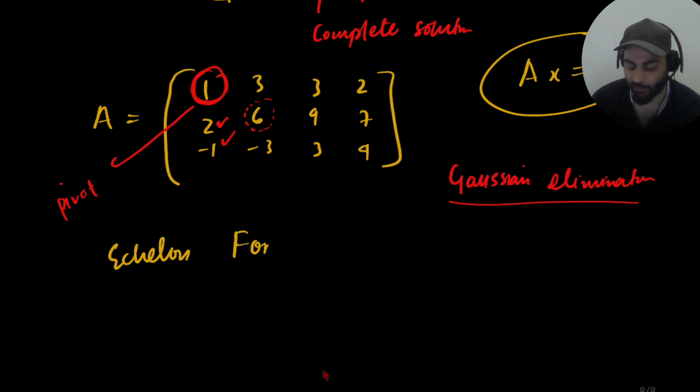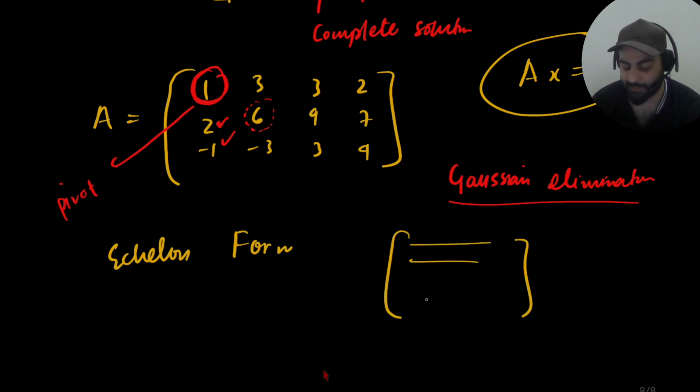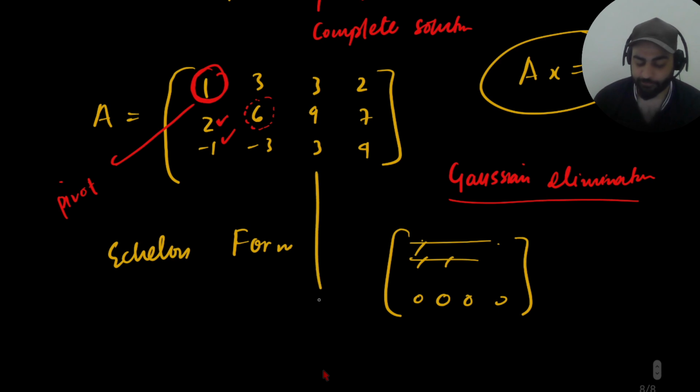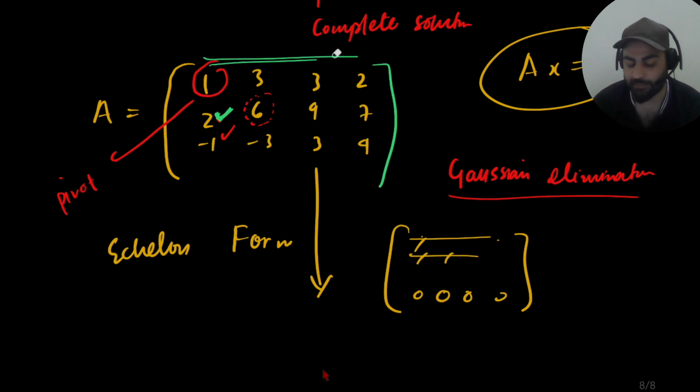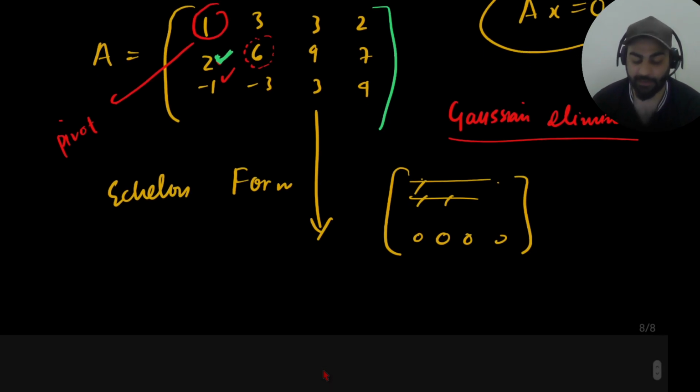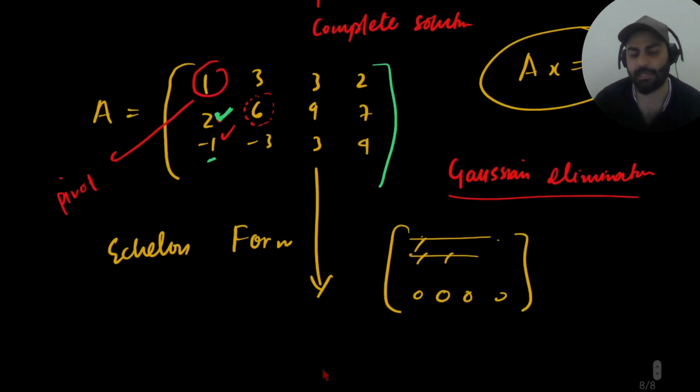I'll tell you what echelon form means. Echelon form basically means there are some numbers like this and then the lower rows become 0, and we have entries on this. So how to do this? In order to make these entries 0, I'll take 2 times the first row and subtract it from the second row, so that these entries become 0.